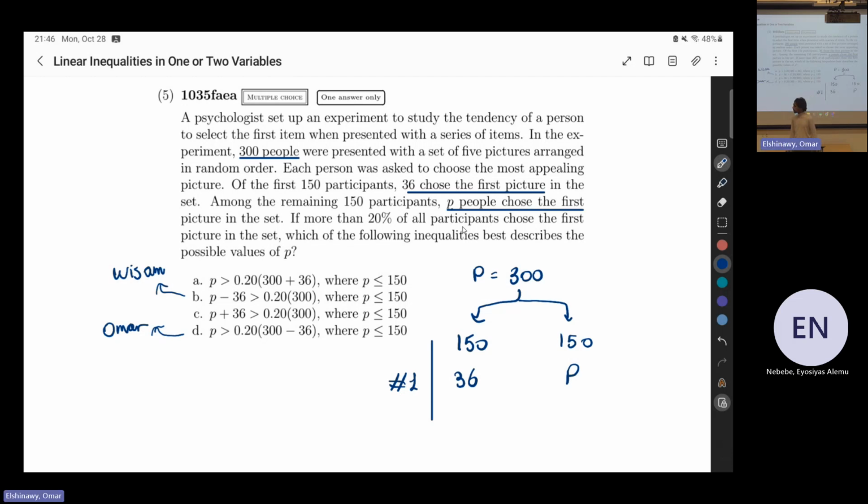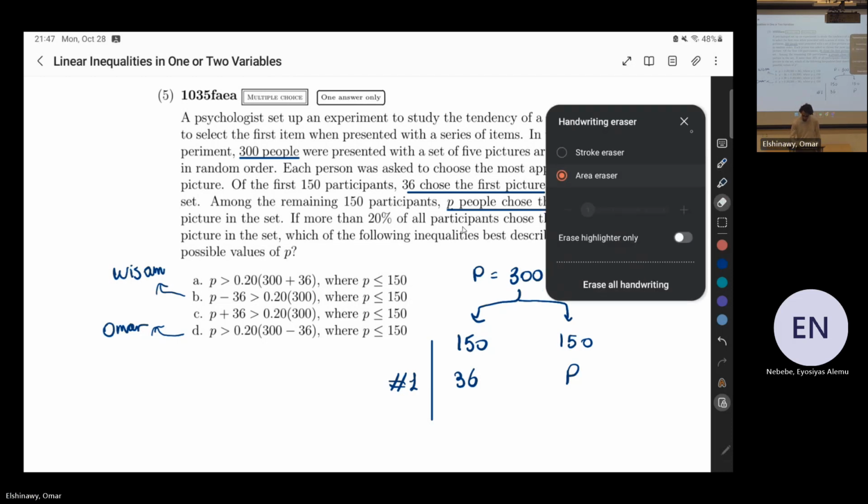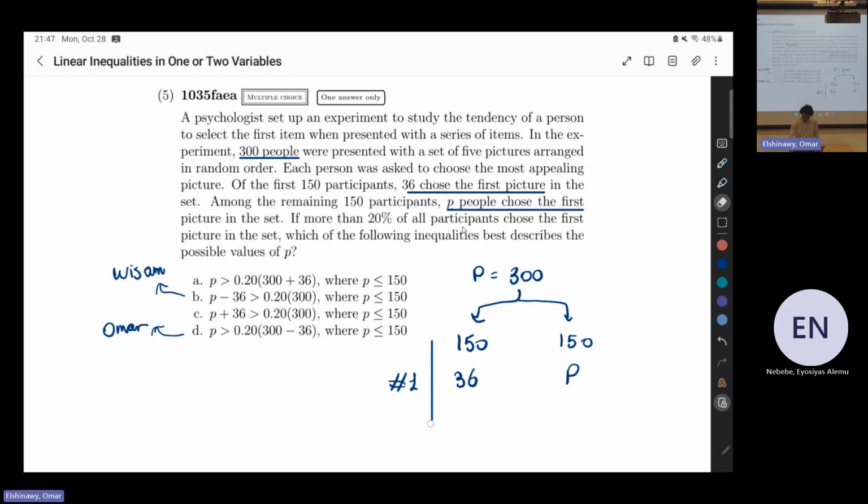If more than 20% of all the participants choose the first picture in the set, so I guess we will take 50 over 100 times 20. That's right. Let's see.